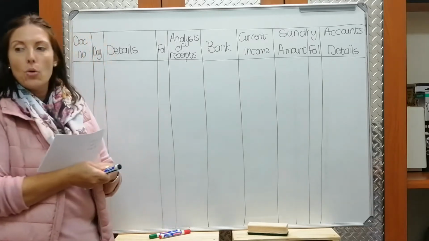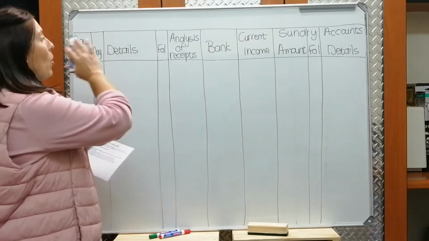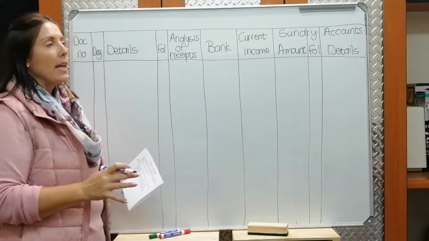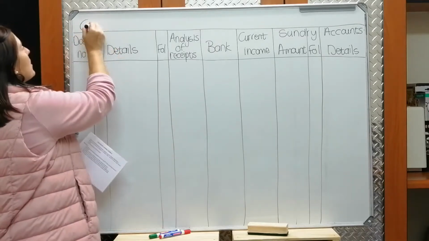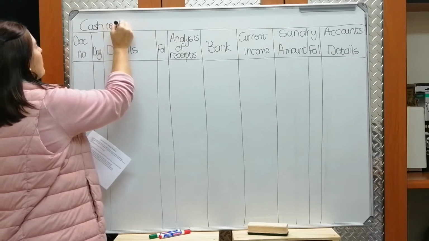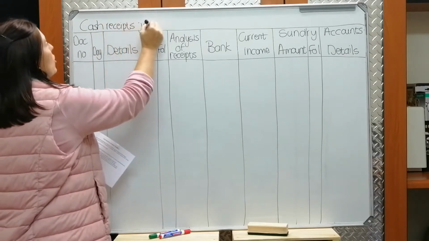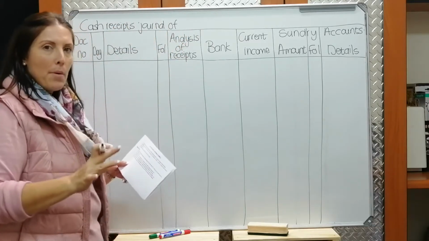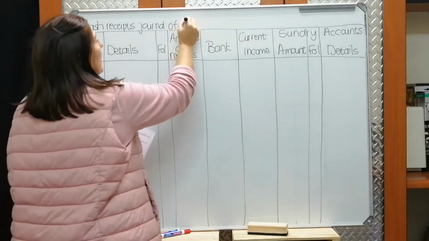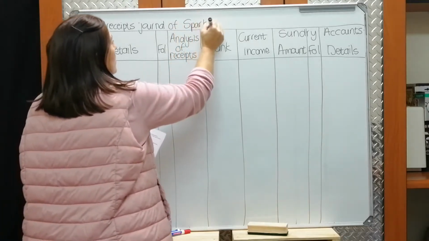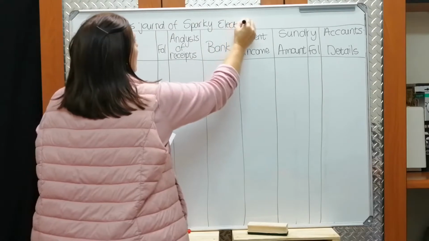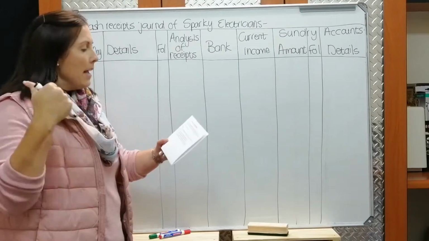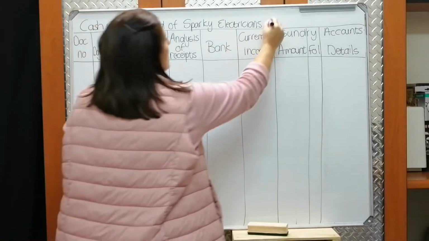So if we need to record the transactions, how do we do it? We always first start by giving a heading to your journal. This is very important, grade 8. So let's do this. At the top we will say cash receipt journal of, and then you write the name of the business. This one is Sparky Electricians. Then you make a dash and then you write the month and the year. This was for March 2019.